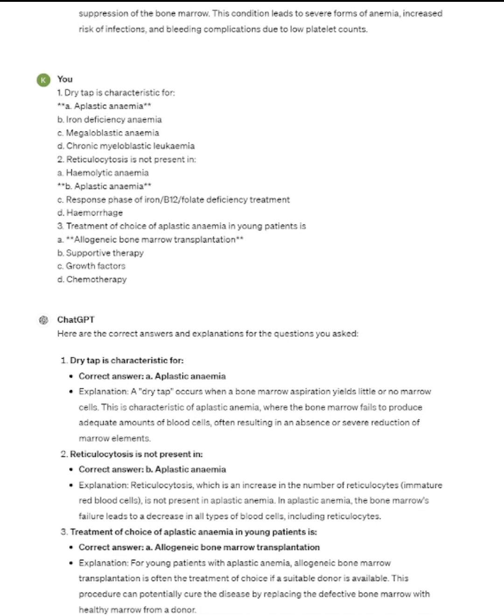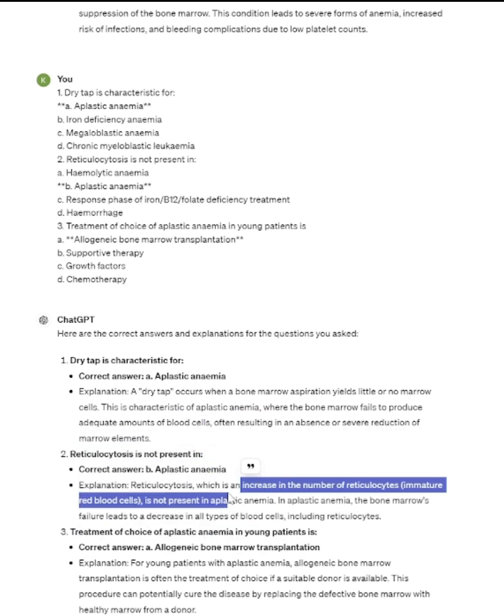Here are the correct answers and explanations for the questions you asked. 1. Dry tap is characteristic for. Correct answer: A. Aplastic anemia. Explanation. A dry tap occurs when a bone marrow aspiration yields little or no marrow cells. This is characteristic of aplastic anemia, where the bone marrow fails to produce adequate amounts of blood cells, often resulting in an absence or severe reduction of marrow elements.